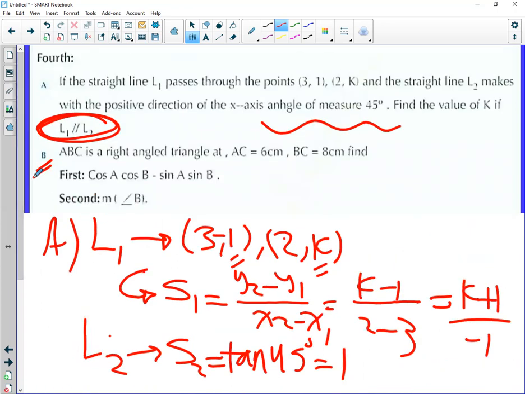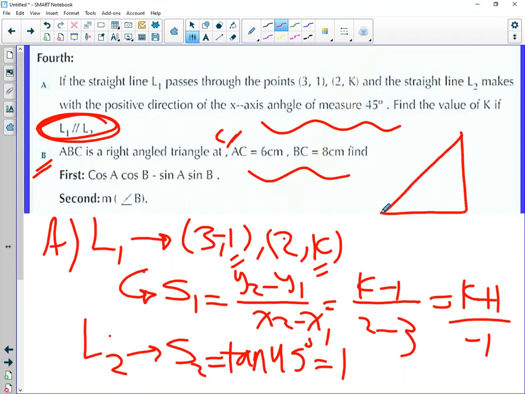Letter B. ABC is a right angle triangle at C. AC equals 6 centimeters. BC equals 8 centimeters. Find first cosine A cosine B minus sine A sine B. Okay, let's draw the triangle.